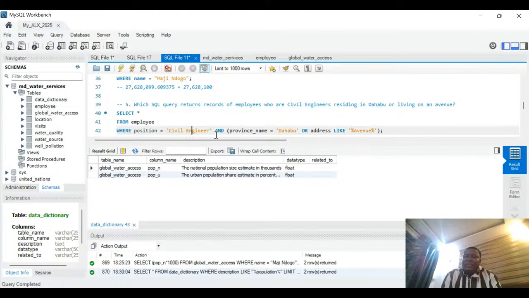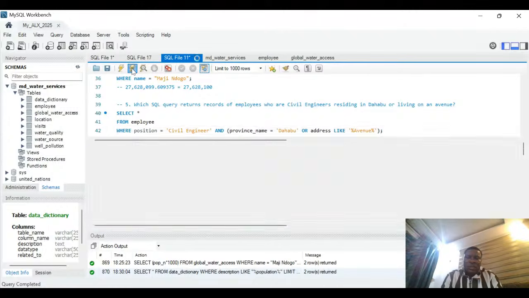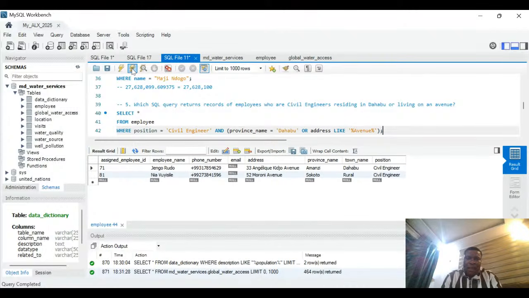But when it comes to the province name or address, we can do with one of them. Either it returns an address that has avenue in it, or it returns a province by the name Dahabu. That is it. So this is our query. Let's execute this and see what it returns for question number 5.